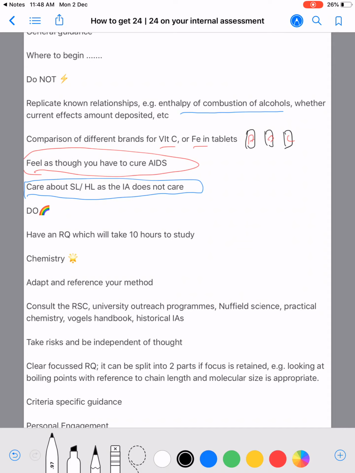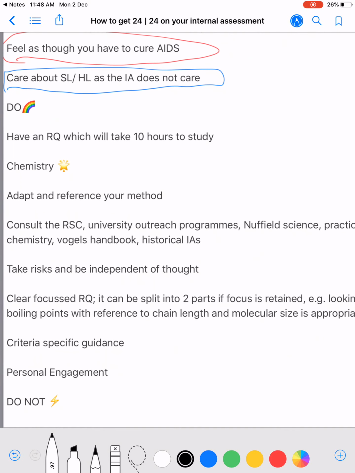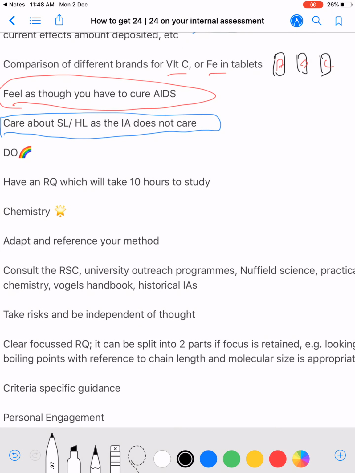What's my credibility? I'm an examiner and a moderator. I wouldn't say I'm the world's best, or not the world's worst, but hopefully this is useful to you. Okay. Do, when you're coming up with your research question, have a research question which will take 10 hours of study. If you're going to do TLC of Smarties and vary the solvents, that probably is going to take about an hour. Bear in mind the people marking your work are chemistry teachers. They know how long it's going to take for you to do the amount of work that you are claiming will take approximately 10 hours of study to achieve.